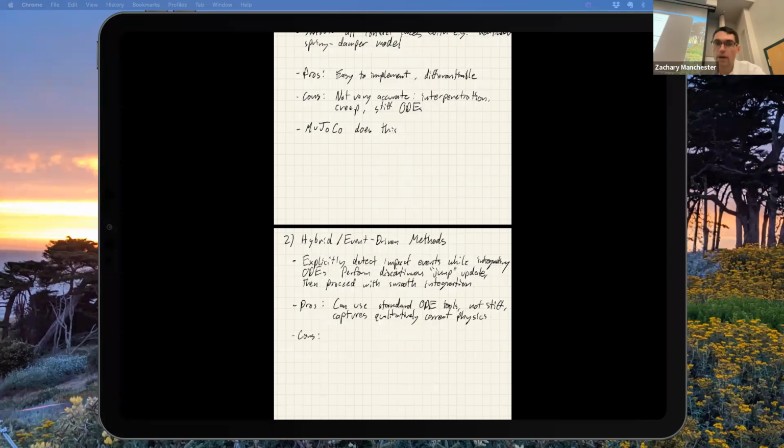Cons here, the biggest issue with these methods is that they scale very poorly with the number of contacts. The more contact points you have, the more potential contact configurations you have, the more conditions you have to check: is this thing in contact or not? Is there an impact event here or not? These are really popular with legged robots, so quadrupeds, for example, where you have 4 feet and that's kind of it. And you can explicitly check for all that stuff, no problem.